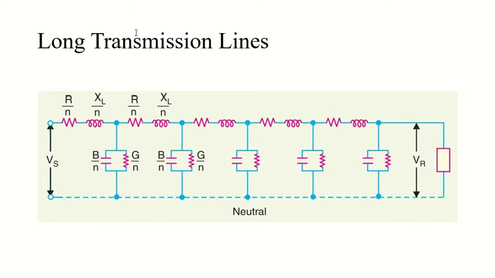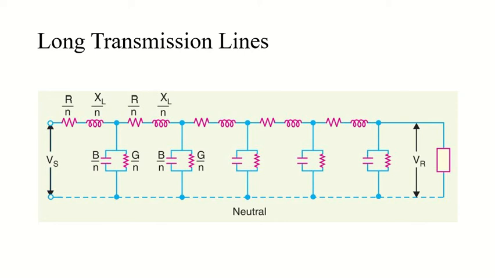Firstly, what lines do we call long transmission lines? Normally, the lines which have length more than 160 kilometers are considered to be long transmission lines. But it's not necessary that a line greater than 160 kilometers will always be considered a long transmission line. Different books have different definitions for the very same thing. There is no standard, but in general in India, we consider a line as a long transmission line if its length is more than 160 kilometers.